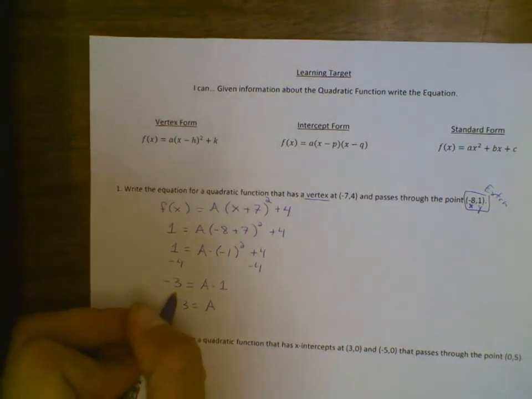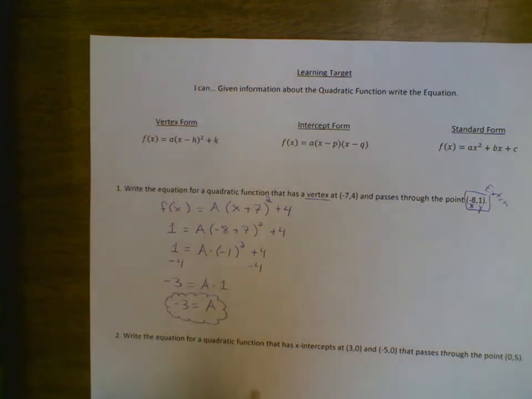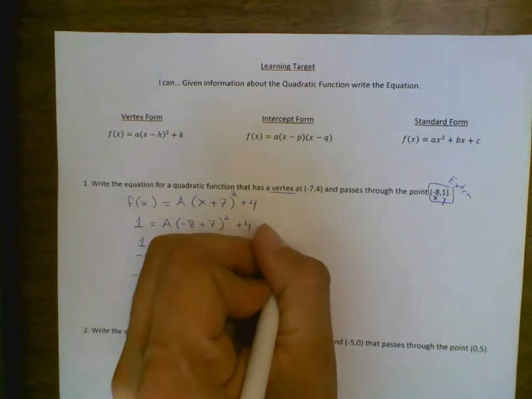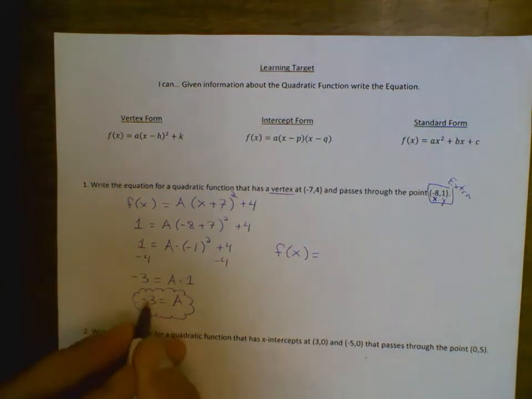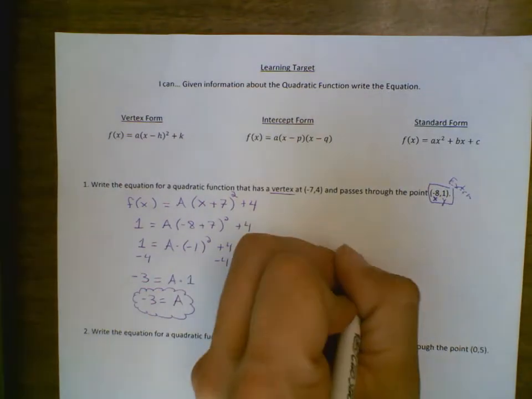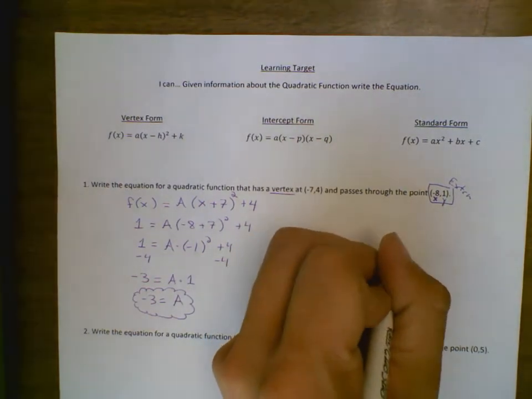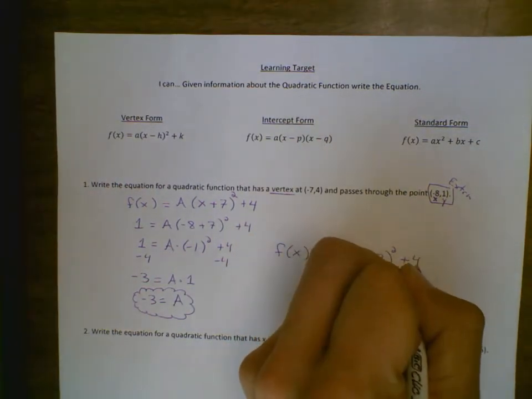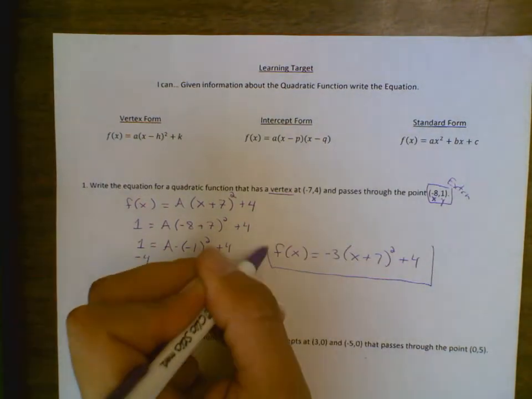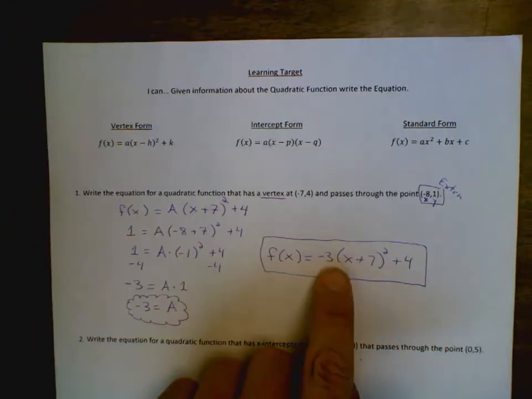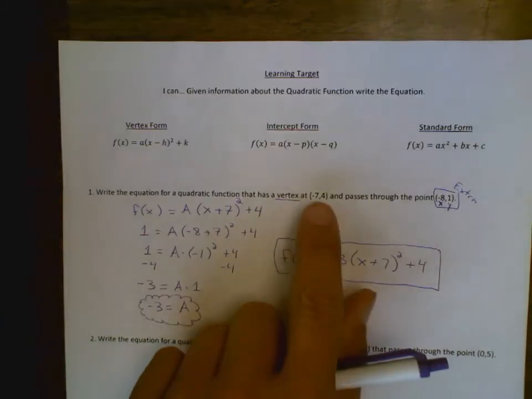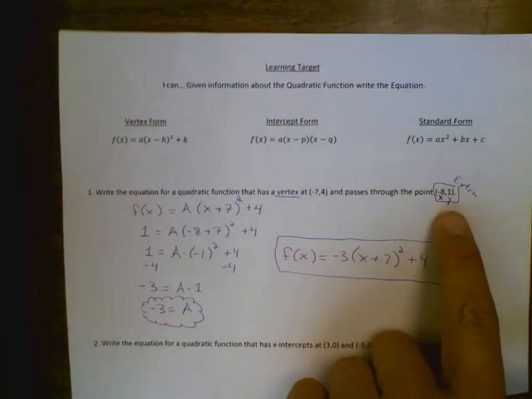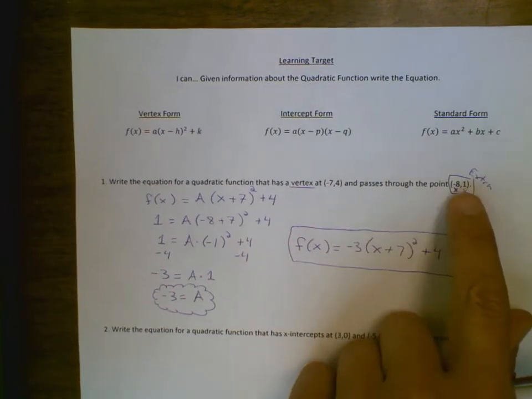Once I have my a, I just plug a back into my formula. So my final answer here is f of x equals -3 times (x + 7) squared plus 4. And then I can check my answer. It should make sense: I have a stretch of -3, and then that takes me left 7 and up 4, so it should have this vertex, and it should pass through that point.